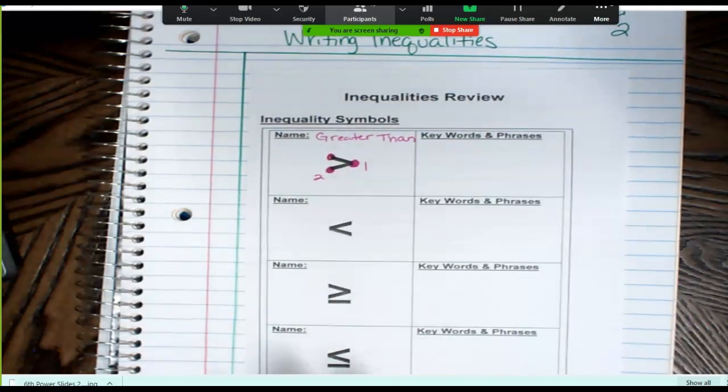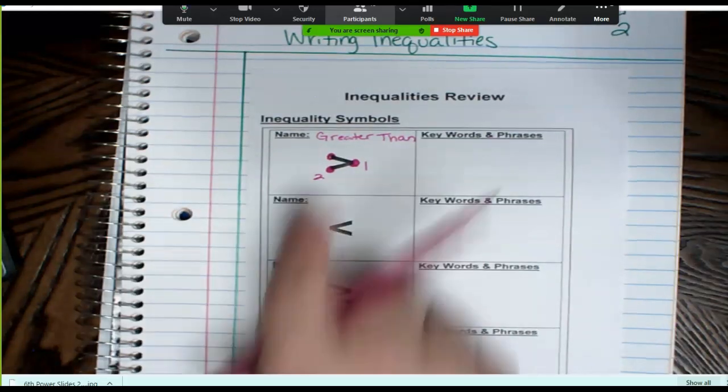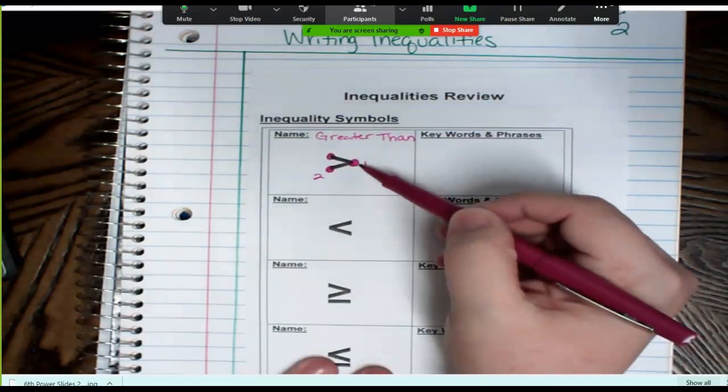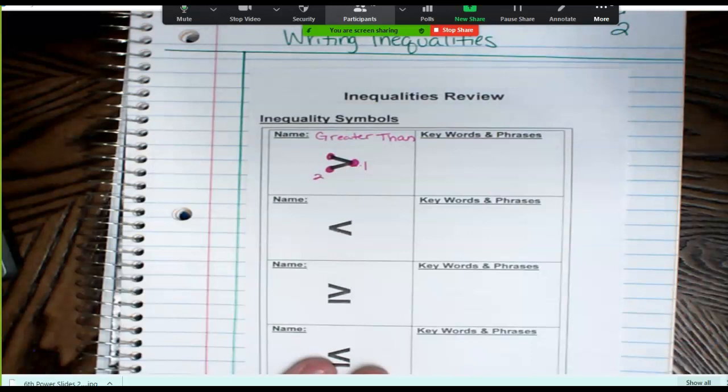It was easy to tell the symbol when we had numbers in elementary, but now what if I said X is less than Y? You have to know the name of the symbol to know which way to draw the sign, because I don't know the value of X and I don't know the value of Y. So it's important that you can name the signs. So this little trick is what helped me when I was in school. So I wanted to share that with you guys.